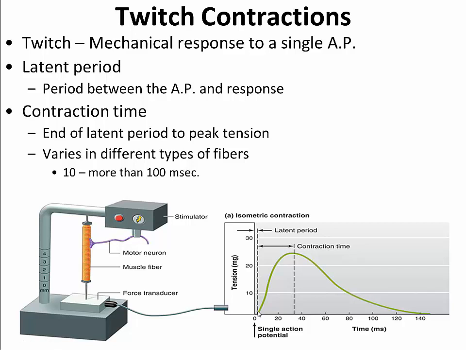And the second is contraction time. So contraction time is the time between the end of the latent period and the peak muscle contraction. The contraction time varies, as we're going to see, in different muscle fibers. It can be as short as 10 milliseconds to as long as 100 milliseconds, depending on whether we have a fast or slow twitch muscle fiber.